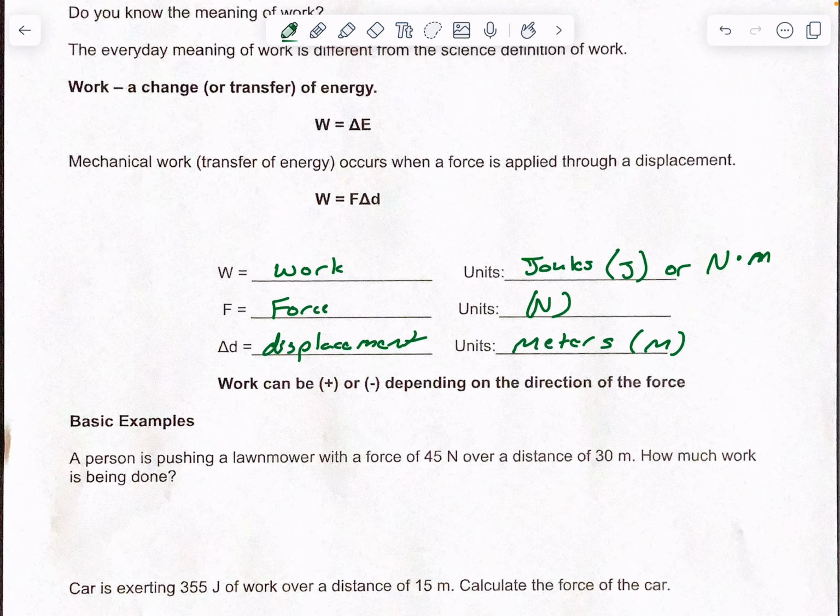Work can be positive or negative depending on the direction of the force. That means you can have positive and negative work. Usually negative work is something like friction, working against you. Positive work would be going with the flow of the motion.